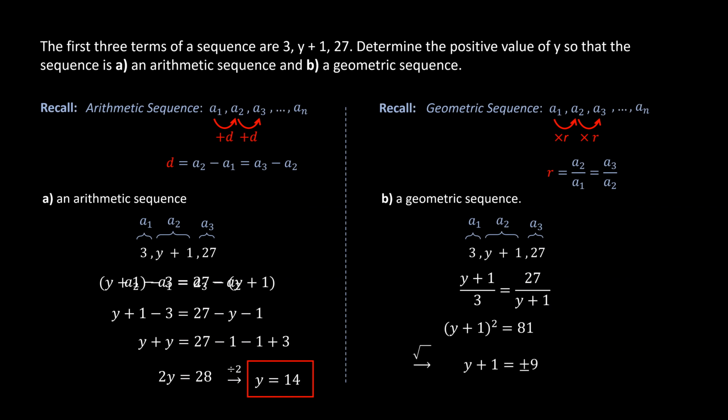Now we take the square root of both sides and we get y plus 1 equals plus and minus 9. That gives us two solutions for y, one of which is y equals 8, the other y equals negative 10. However, the problem says to determine the positive value of y. Therefore, the only acceptable y value is 8.